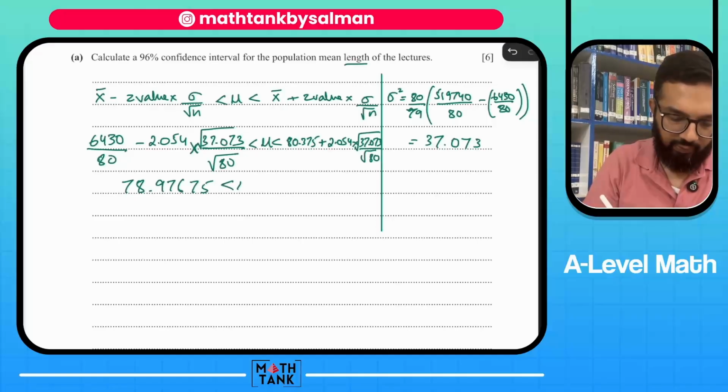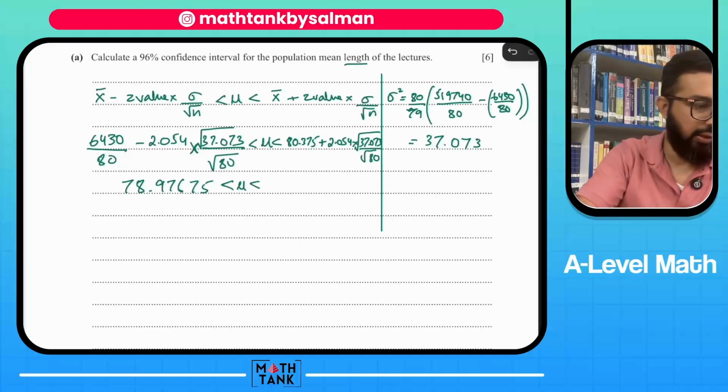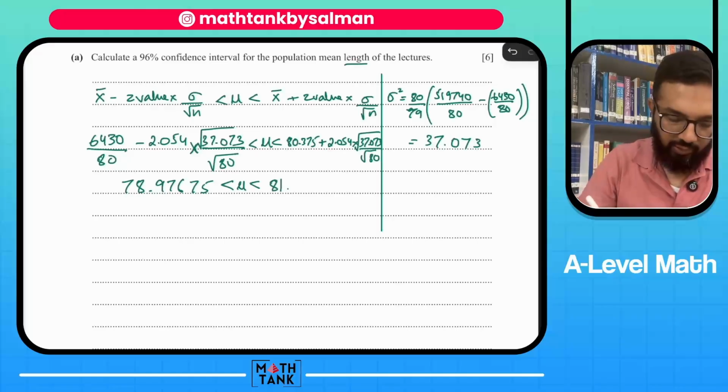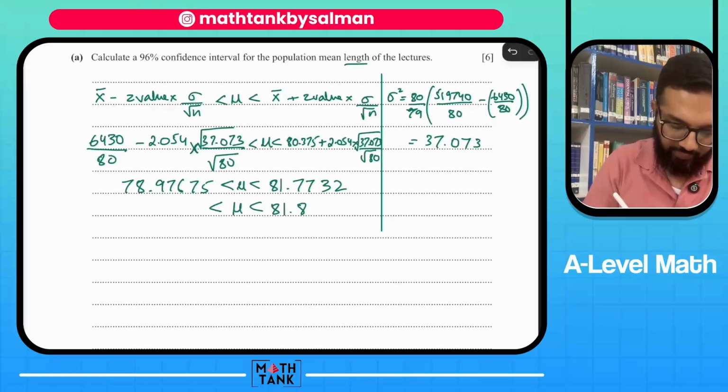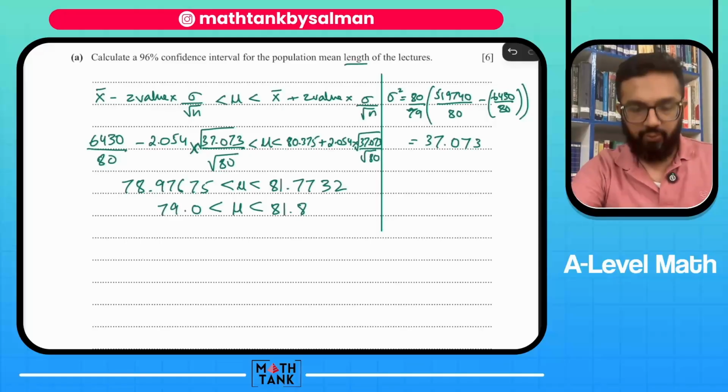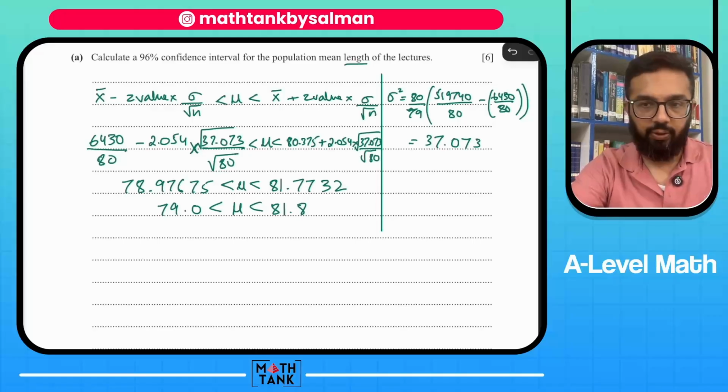78.97675 and 81.7732. So this one's easy, 81.8. That one's a little tricky because it rounds off to three significant figures as 79.0. So that is what I'm going to write my answer as, 81.8, correct to three significant figures. Those are the correct answers.